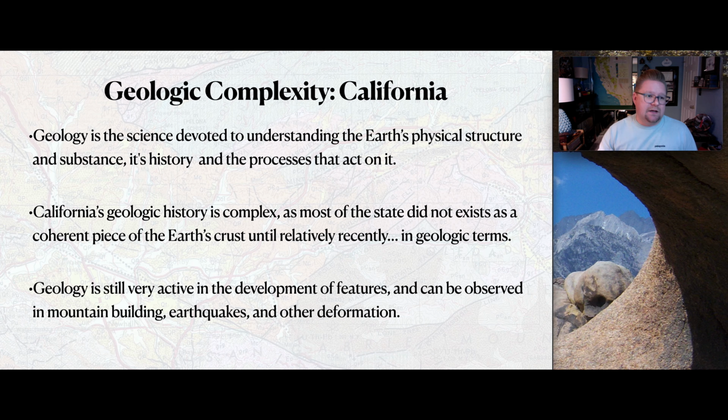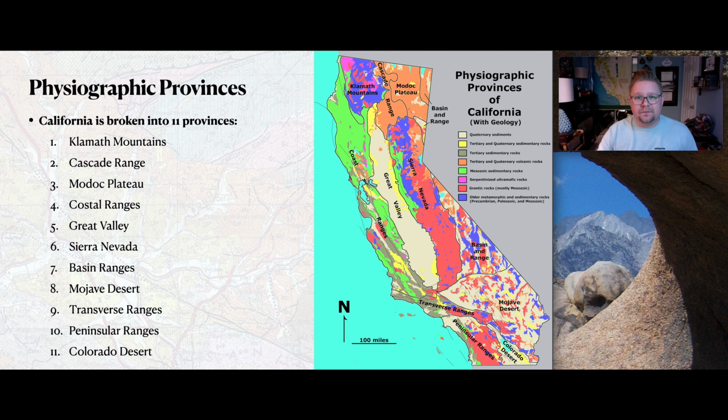So let's begin with this next slide. This is the physiographic provinces of California. We have been able to divide California into 11 prominent provinces. That's what's observed on the left-hand side. On the right-hand side, we're going to observe also the physiographic provinces, but we're also going to look at a very simplistic geologic map within.